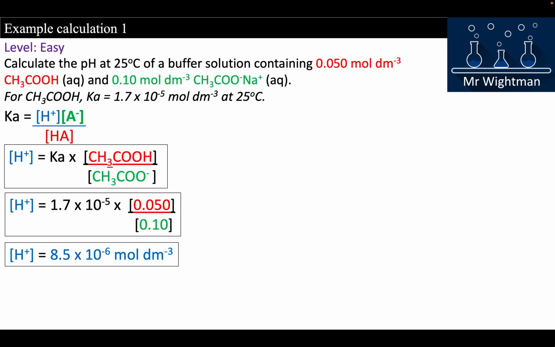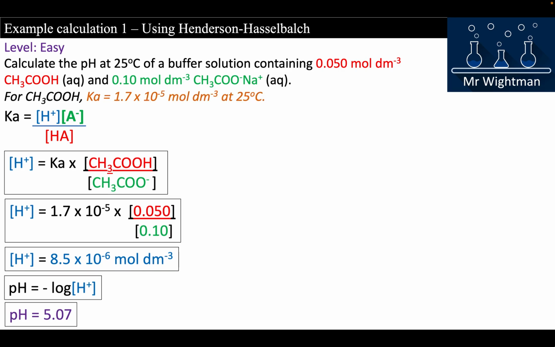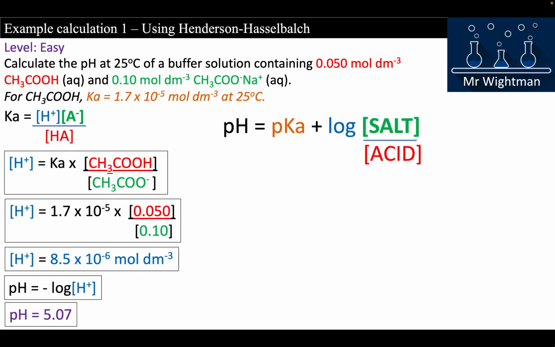That gives me my H+ concentration, and then negative log that, because pH is the negative log of H+. That will give us our pH value of 5.07. You should always keep pH to 2 decimal places. If I'm using the Henderson-Hasselbalch equation, which might have been provided, or I've manipulated that expression on the left to work it out, then I can just fill it in again.